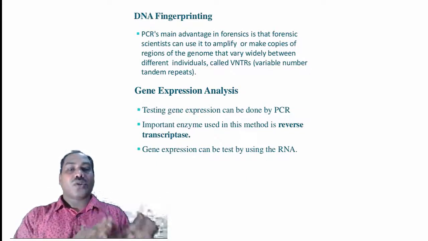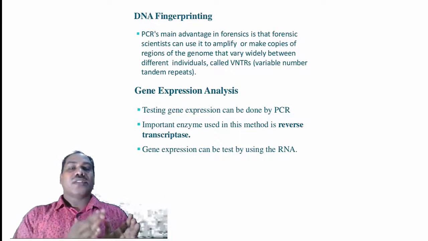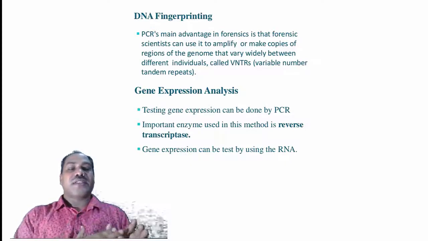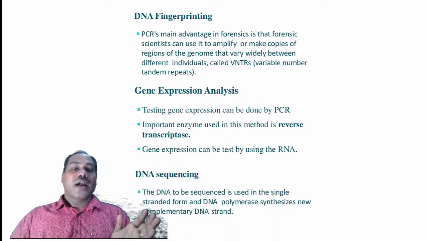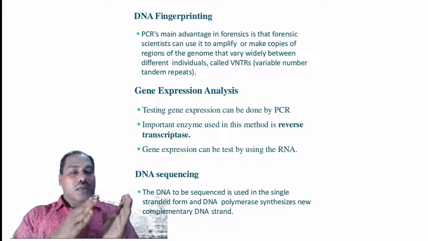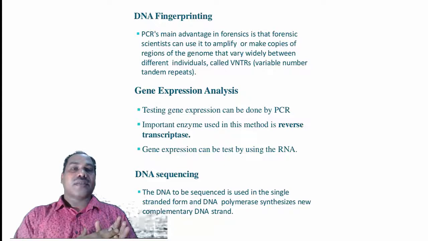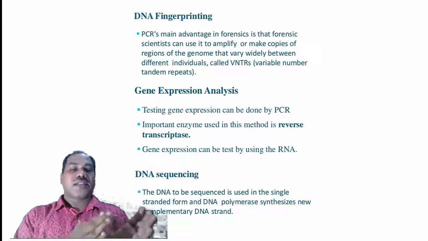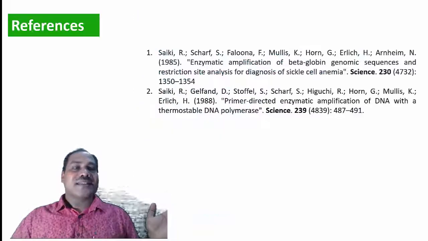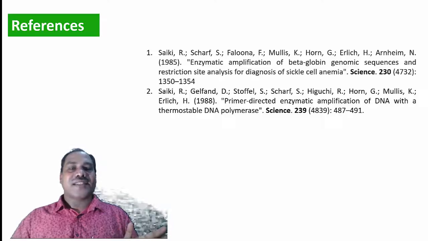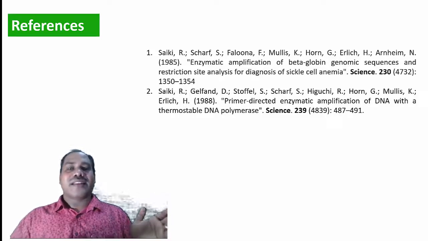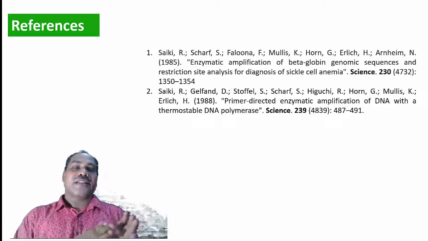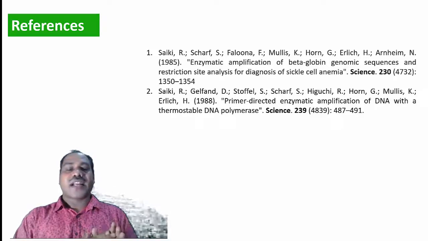Gene expression can also be tested by PCR, and in this process one of the important enzymes, reverse transcriptase, is used, and gene expression can be tested using RNA. And for DNA sequencing, the PCR system is also used. One of these methods, known as Sanger's method of DNA sequencing, uses PCR. These are two original references published by Kary Mullis in Science in 1985 and 1988 respectively, and this is all about the polymerase chain reaction.